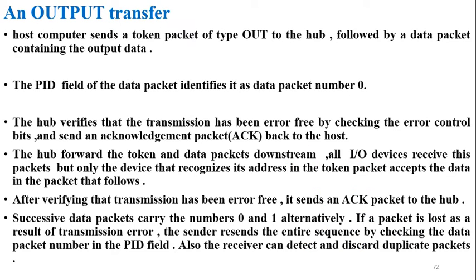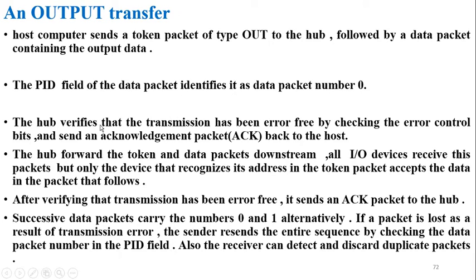Consider an activity that is an output data transfer in a USB. The host computer sends a token packet of type OUT to the hub. So before starting the data transfer with an output device, the host computer first sends a token packet, or a command control packet, of type OUT to the hub, followed by a data packet containing the output data. The PID field of the data packet identifies it as data packet number 0.